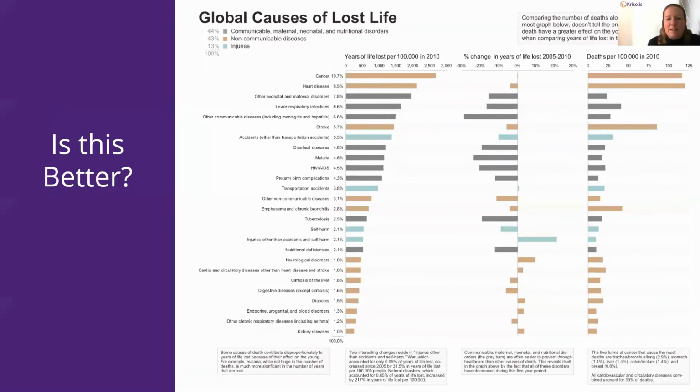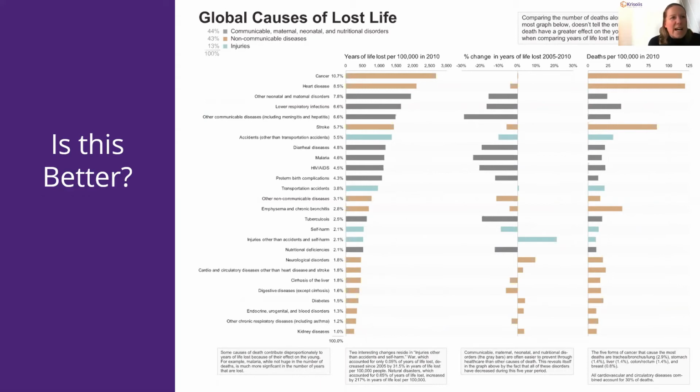So we can see by the titles on the chart the various years. The chart to the very right-hand side is deaths per 1,000 in 2010. Then we can see the change between 2005 and 2010. And then we can see years of life lost per 1,000 in 2010, broken down by the various diseases.